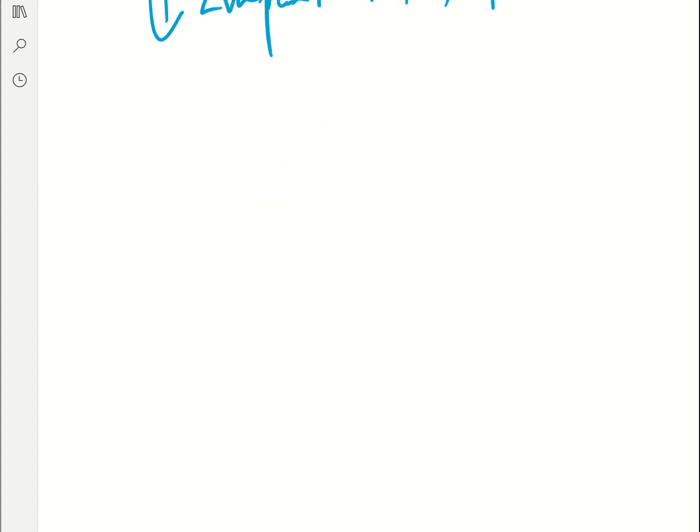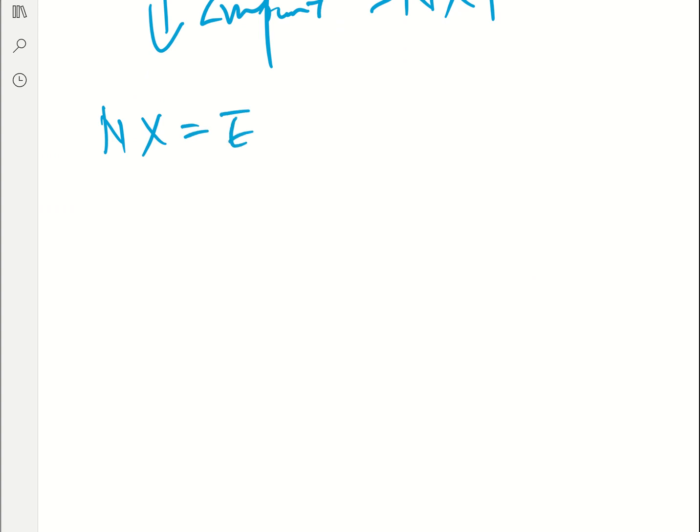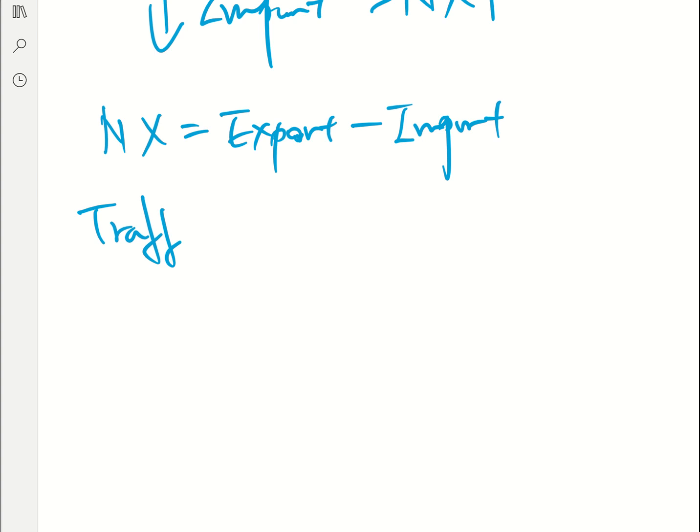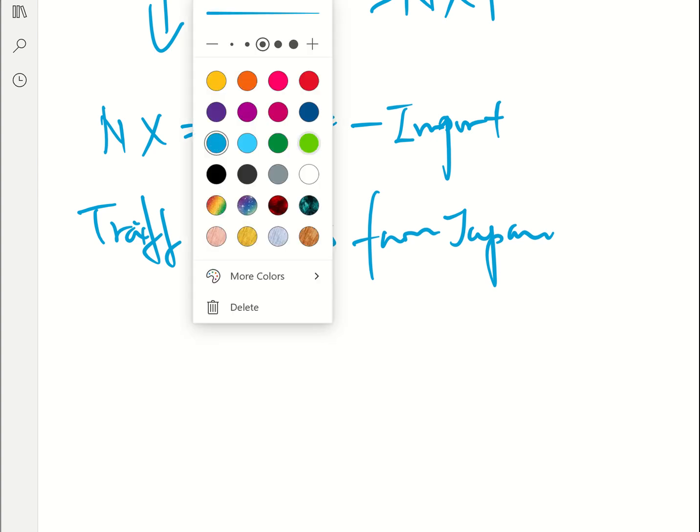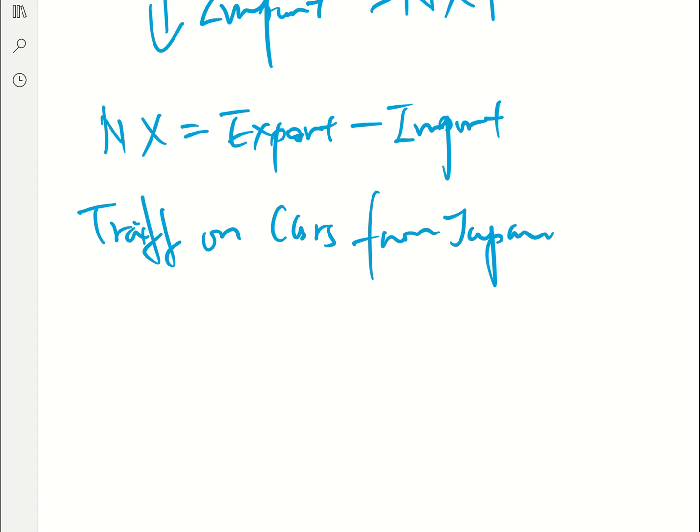And let me show you why that is. Okay, so now remember our net export is your export minus import. Now let's suppose our government decides we're going to put a tariff on all the cars we import from Japan. Now, if we put a tariff on all the cars imported from Japan, that means our overall import for the economy will go down, and therefore your net export will go up.